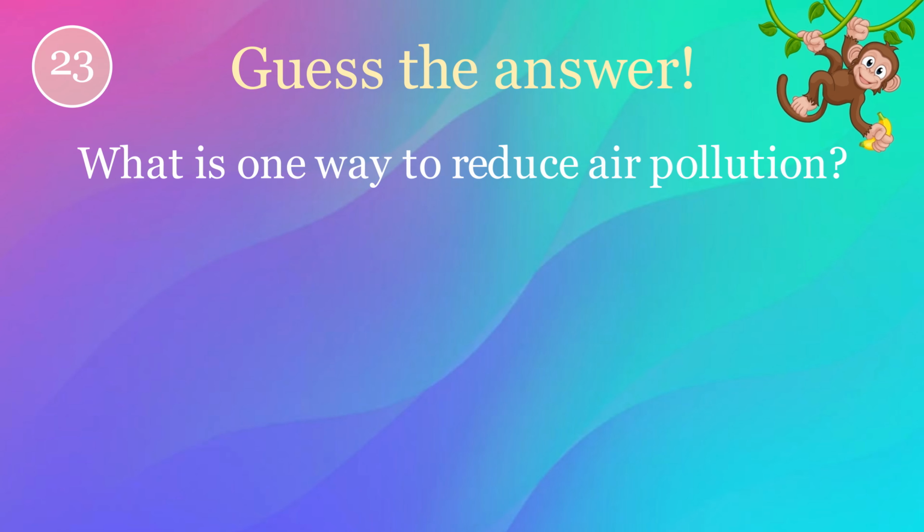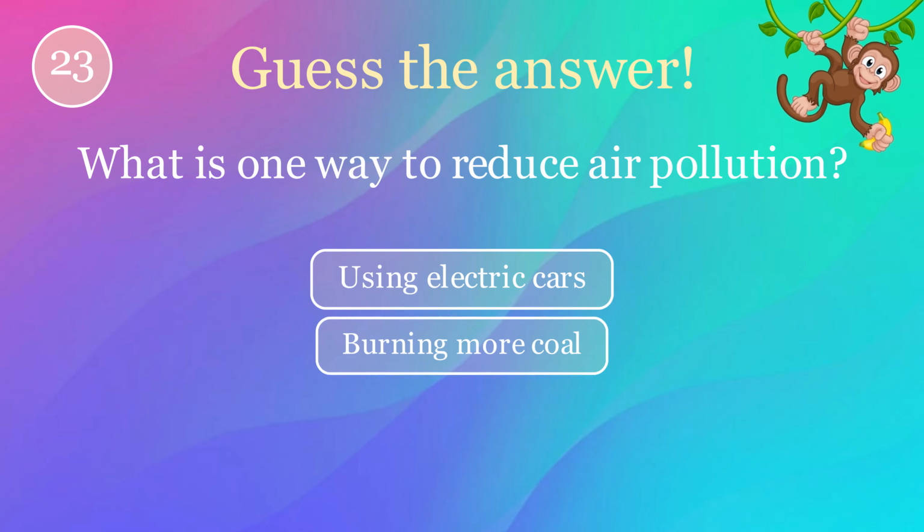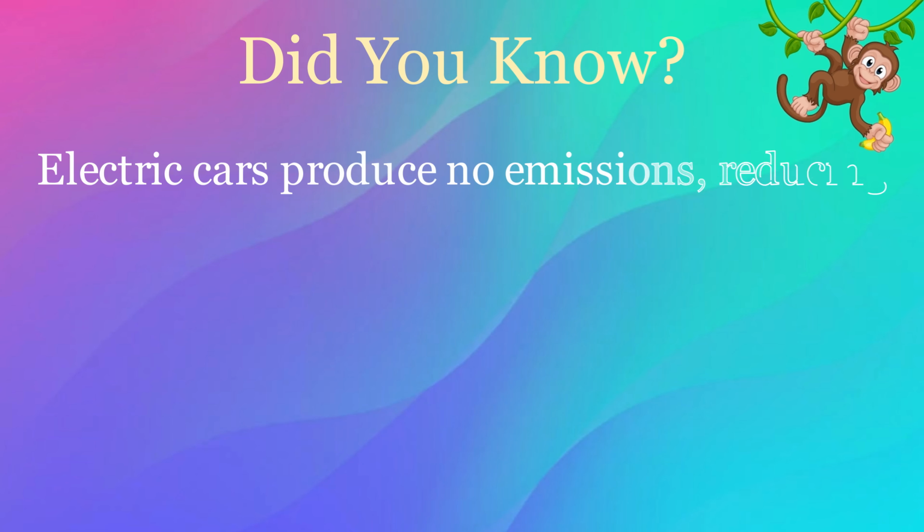What is one way to reduce air pollution? Using electric cars. Burning more coal. Cutting down trees. The correct answer is, using electric cars. Here's an interesting fact: electric cars produce no emissions, reducing air pollution.